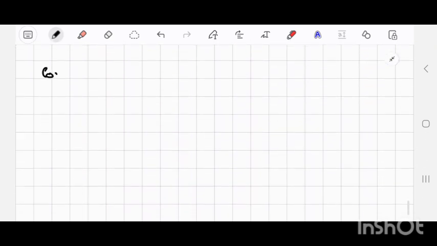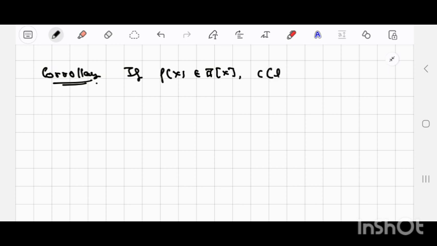For example, the first corollary is very simple to observe. That is, if f of x is a polynomial in Z[x], then the content of f should be in Z. Why? A quick check.